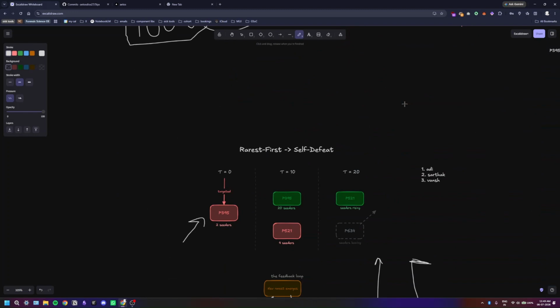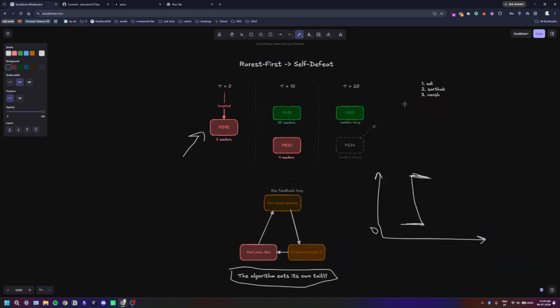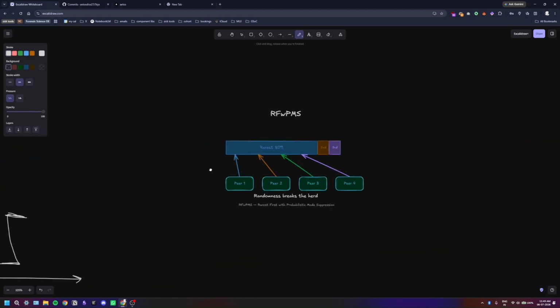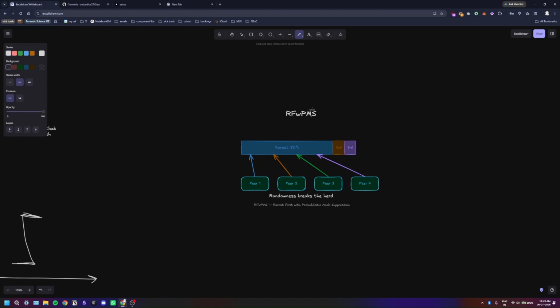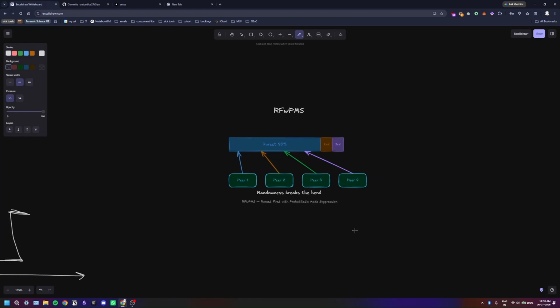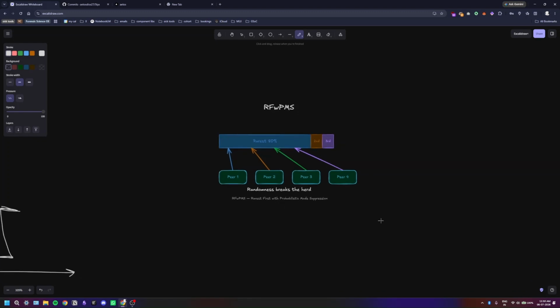So when I was building Styx, I thought, how can I be different in this aspect? How can we try to fix it? So I came up with something called RFWPMS, which I admit is a terrible abbreviation, but it expands to rarest first with probabilistic mode suppression. It is jargon for basically, let's go back to the classroom analogy that we had.